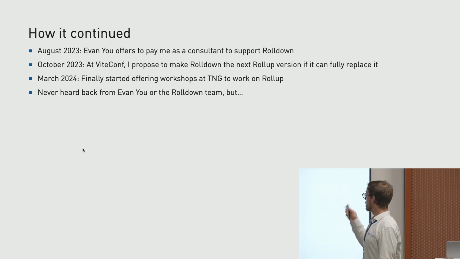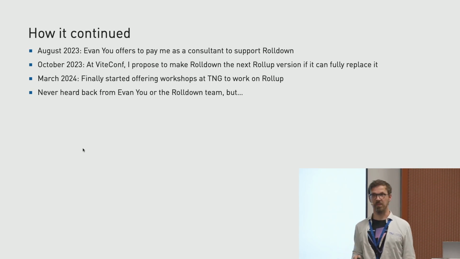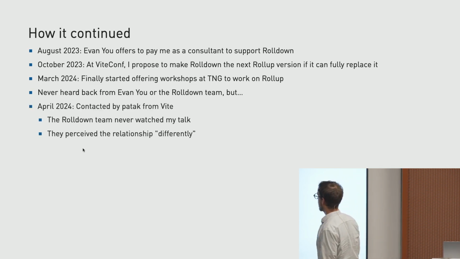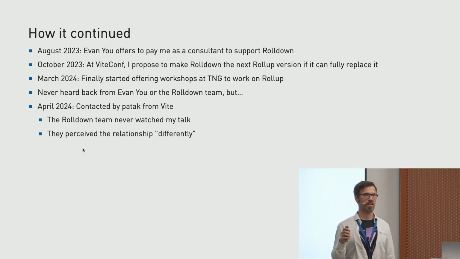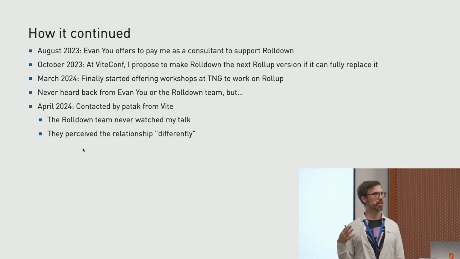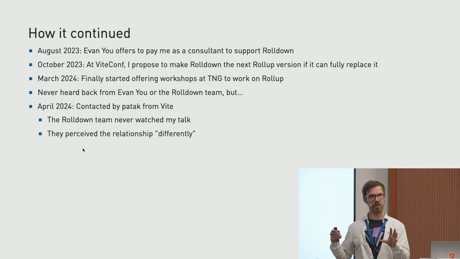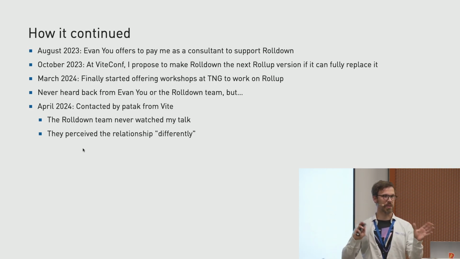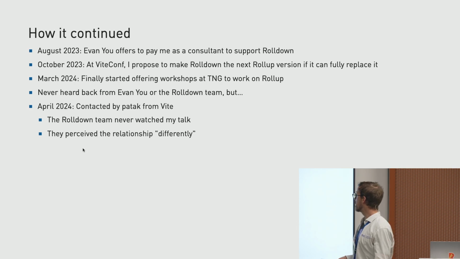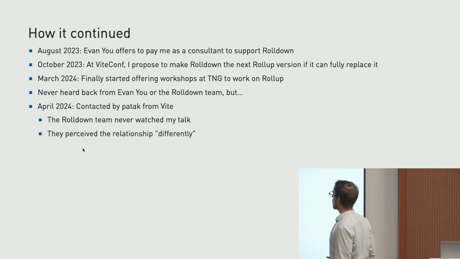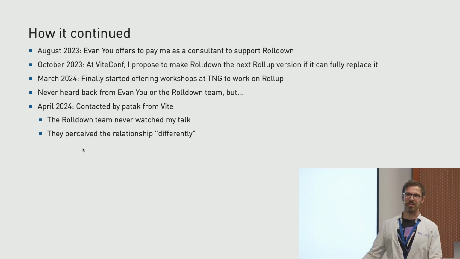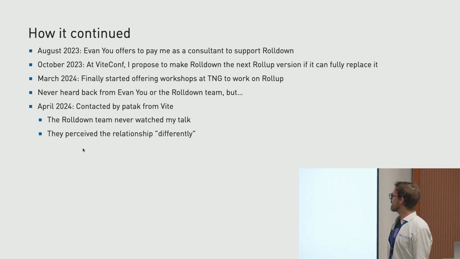In any case, as I said, I never heard back from Evan. Maybe he was busy doing other things. But in April, I was contacted by Patak, who is one of the main people working on Vite itself, the person who does the ViteConf conferences and so on. He's really one of those people who gets people together, and a good communicator. And he told me he had a talk with the Rolldown team, and he was kind of surprised because apparently they had never watched my talk at ViteConf and didn't know what I said there. And as he said, they perceived the relationship differently.